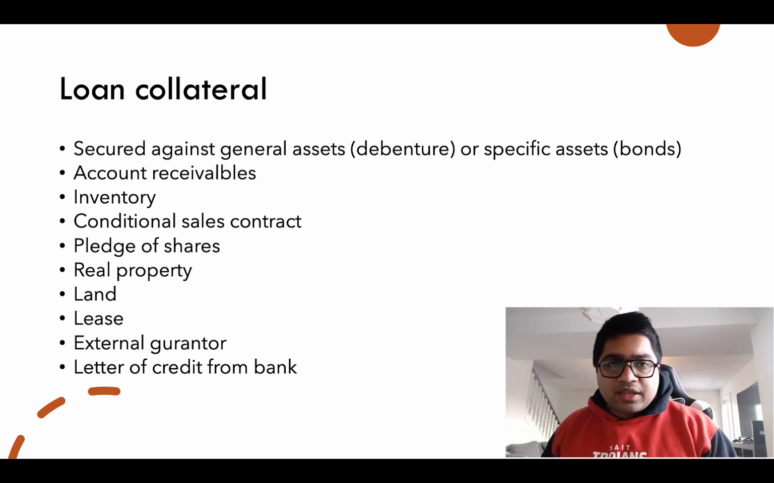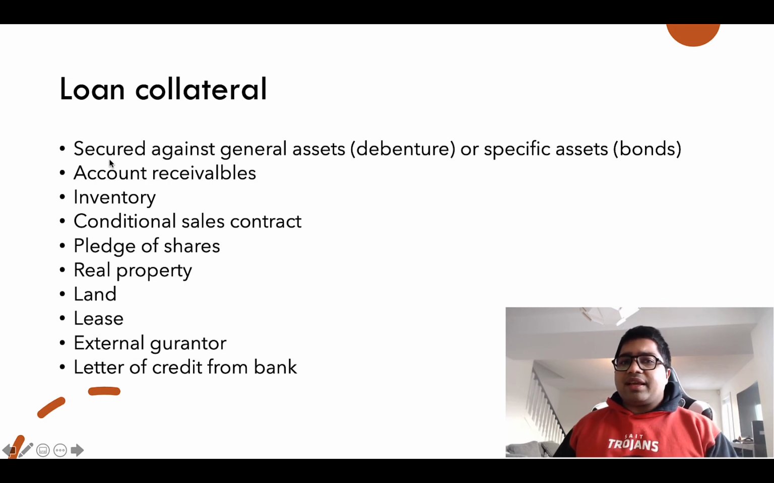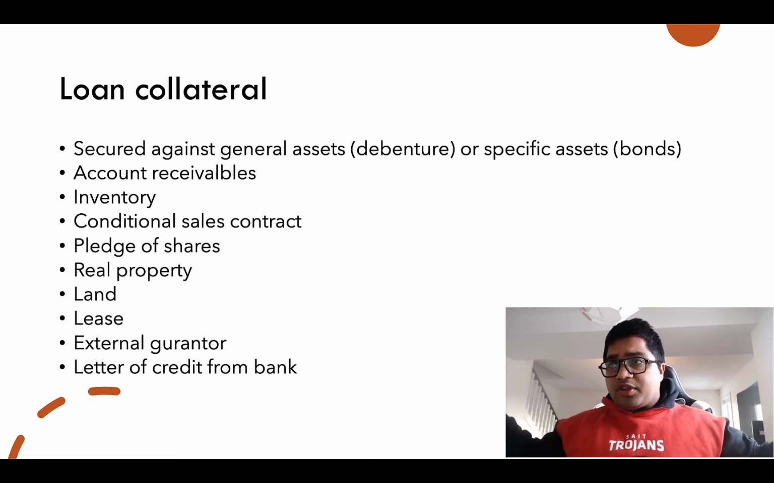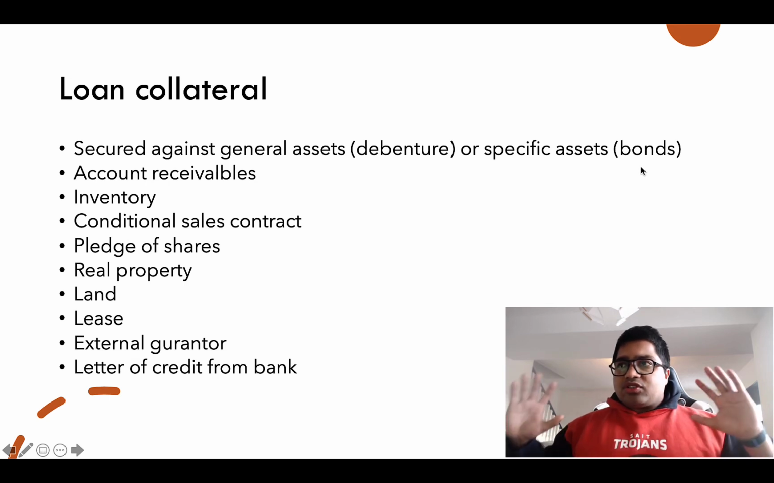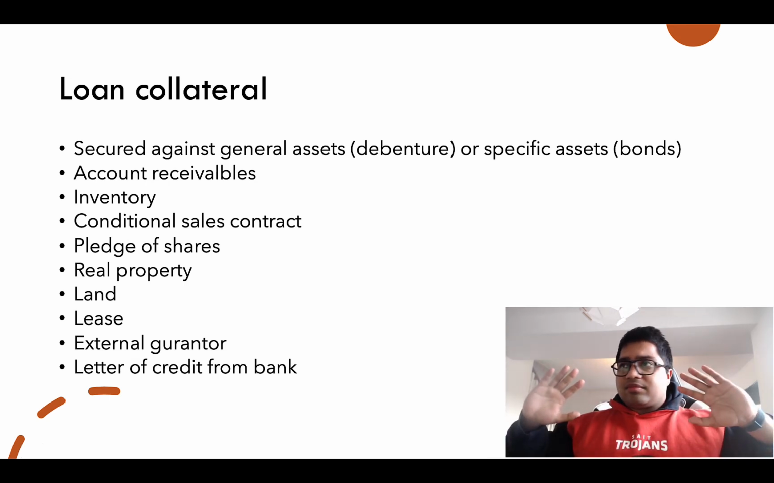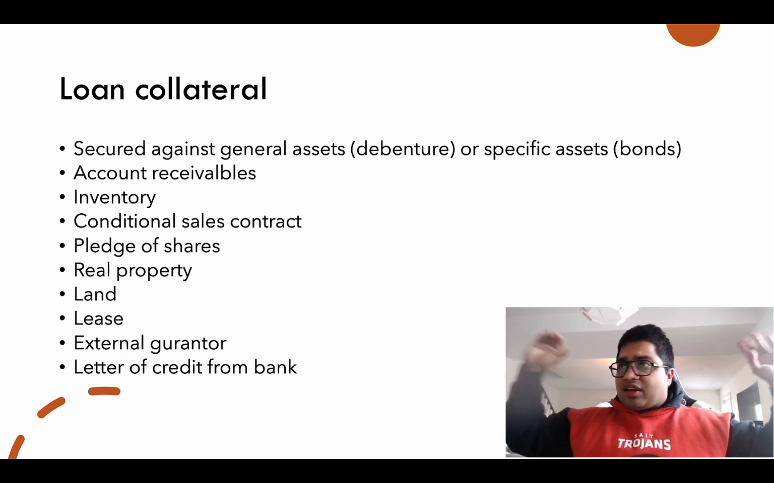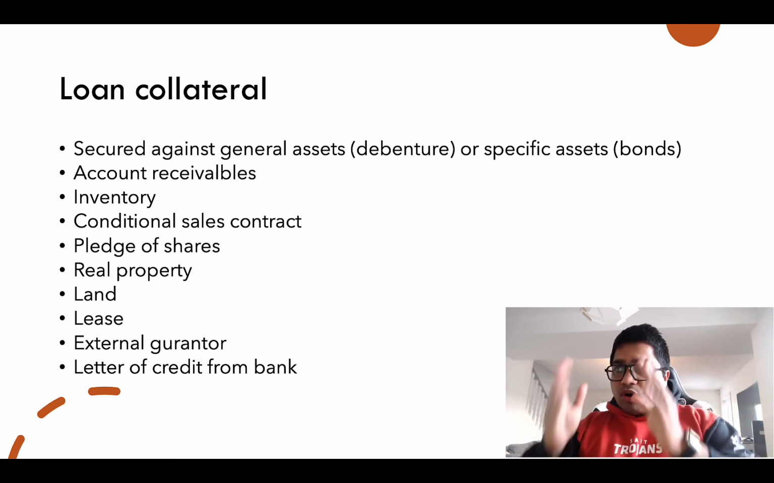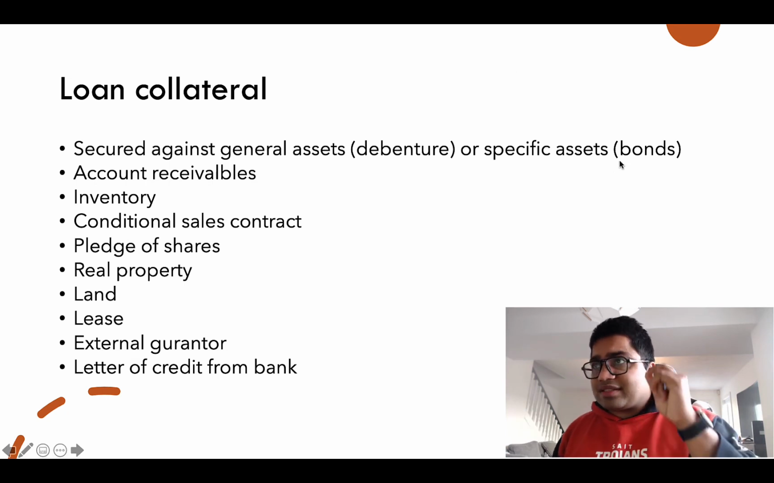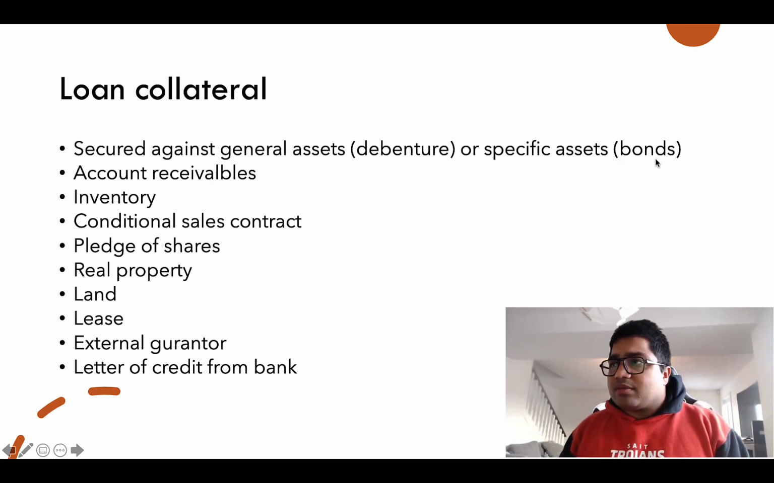Now collaterals can be secured under general assets. Whatever assets you have from your business, you can take a loan against them. Or you can have specific assets. Those general asset loans are called debentures. Specific asset loans are called bonds. Let's say my business has a factory, a few cars, transportation trucks, etc. I can take a debenture against all these assets. Or against my car, I can borrow some money. If I do that, that is against specific assets, hence it is called a bond.